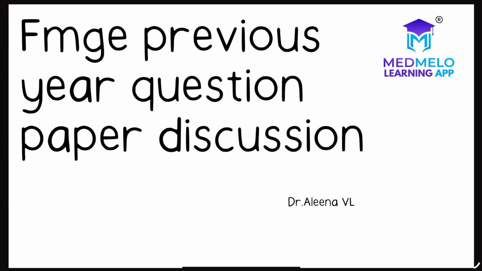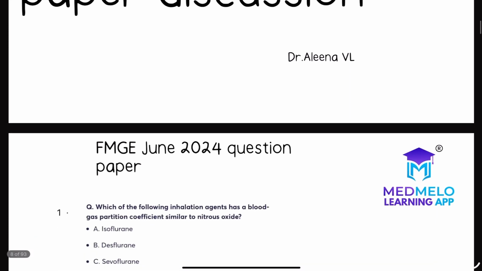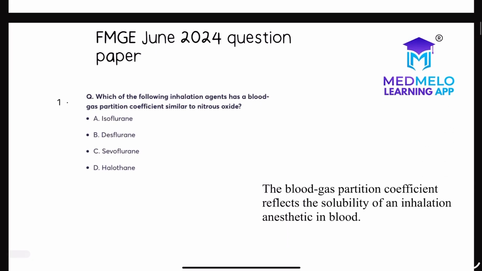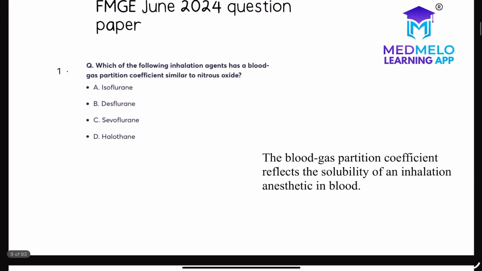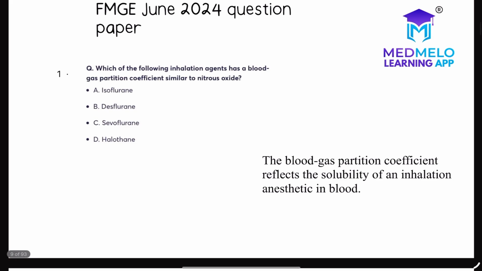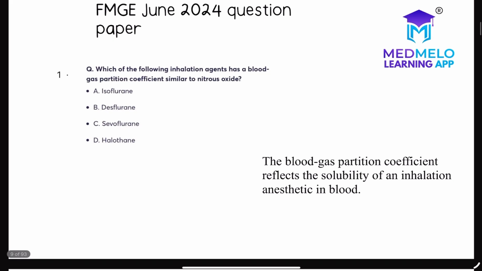Today we are discussing the FMGE previous year question paper, and this is the discussion. Today we are discussing the June 2024 question paper. First question from the anesthesia part, they are asking which of the following inhalation anesthetics has a blood gas partition coefficient similar to nitrous oxide. We have to know what is blood gas partition coefficient.